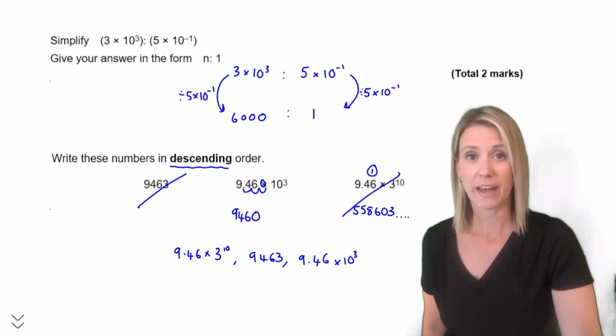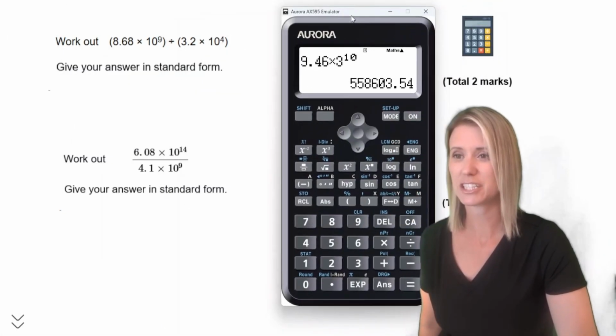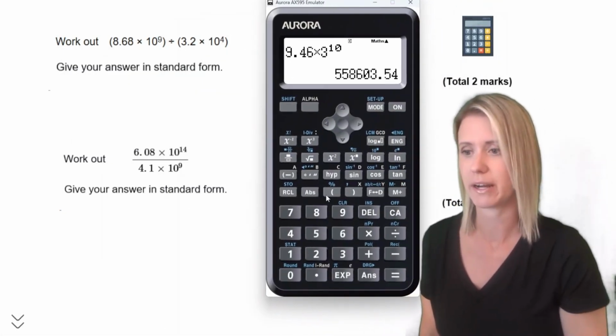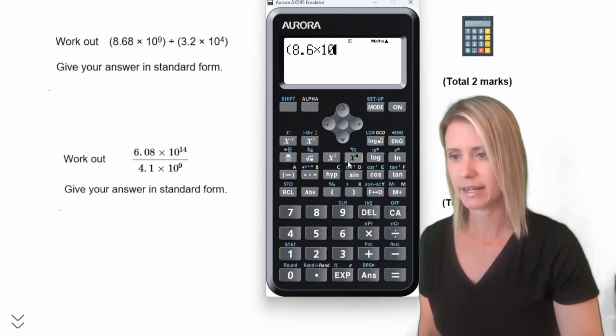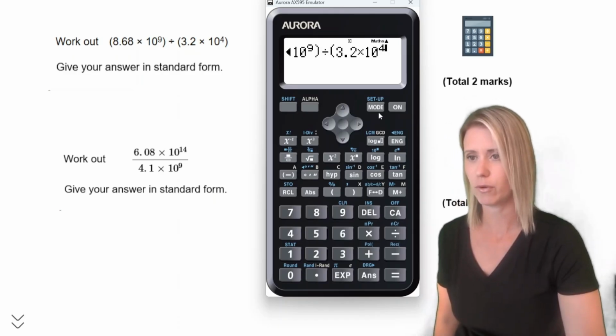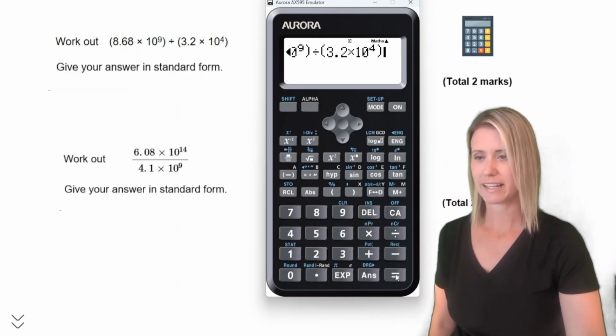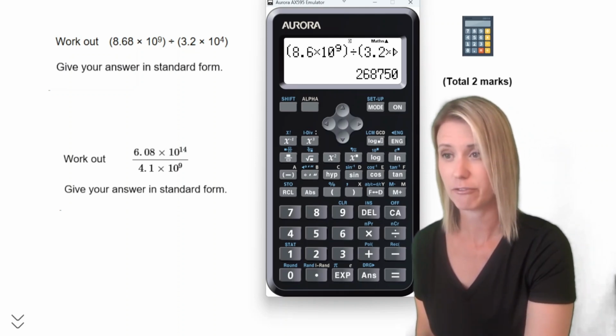Right, one more then, another calculator set of questions. 8.68, so once again, input it into your calculator using those brackets. So we have 8.68 multiplied by 10 to the power 9, closing those brackets, divided by 3.2 multiplied by 10 to the power 4, closing those brackets, and it wants your answer in standard form. So I would start by writing out the full answer.